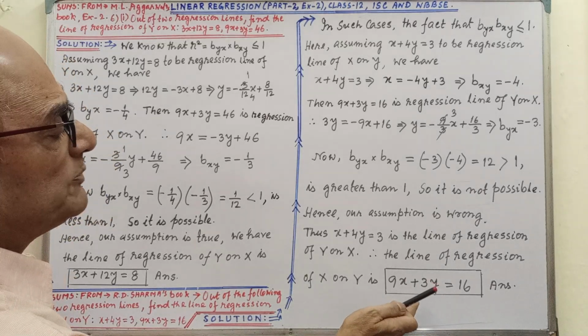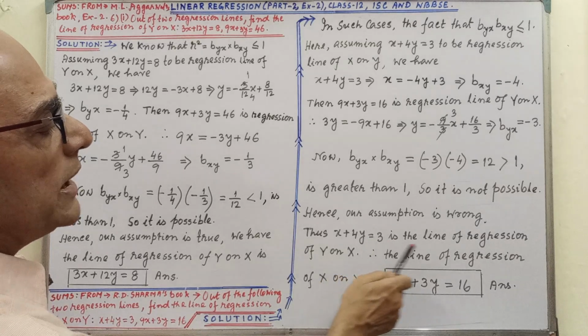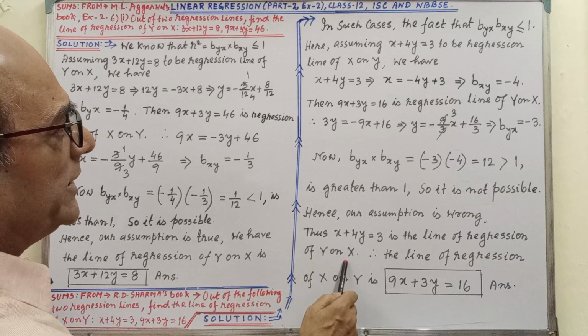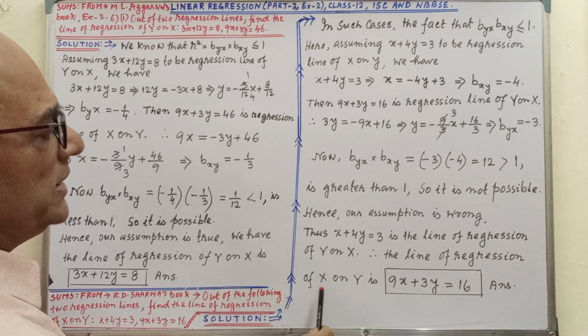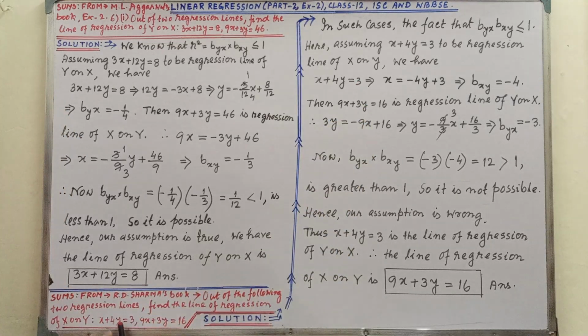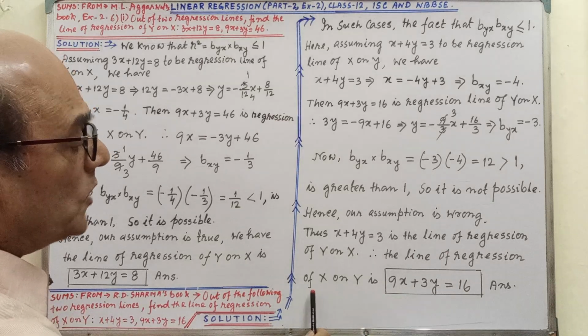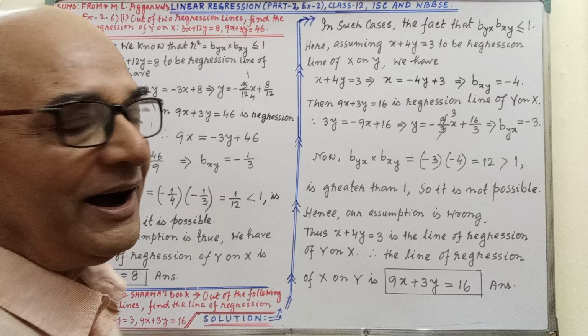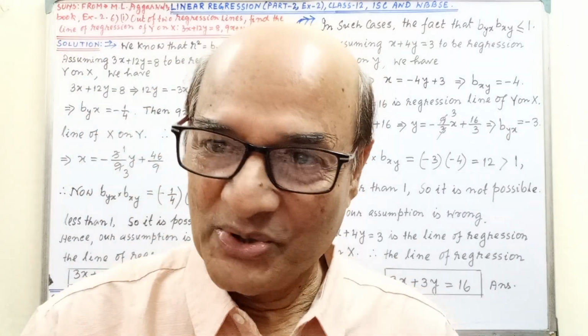Logic you have to follow attentively. This is not possible, so it is not the regression line of x on y. So naturally, if it is not the regression line of x on y, this will be. This is why we are writing the answer: the line of regression of x on y is this. I think it is clear. If you feel difficulties, it is very simple, no doubt.